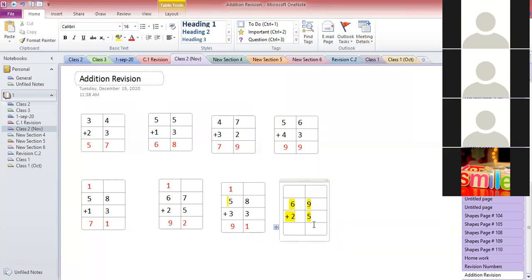9 plus 5, 14. You cannot write 14 here. You write only 4 here, and you regroup the 1 here. 6 plus 1, 7, and 7 plus 2, 9. It will become 94. 9 plus 5, 14. 1 carry, 6 plus 1, 7, 7 plus 2, 9. It is 94. Is that clear, guys?